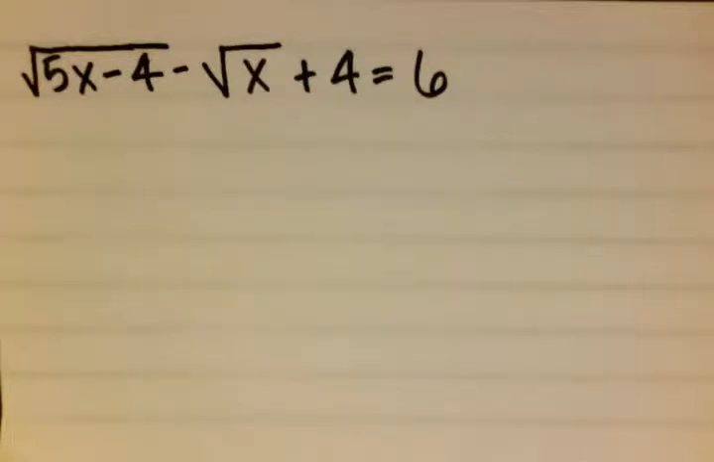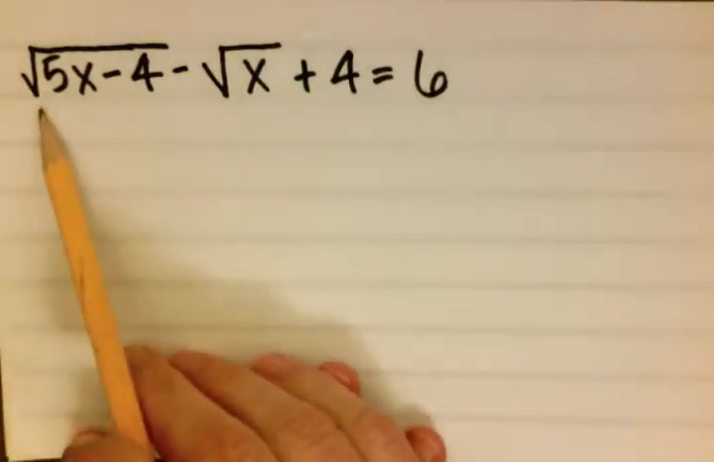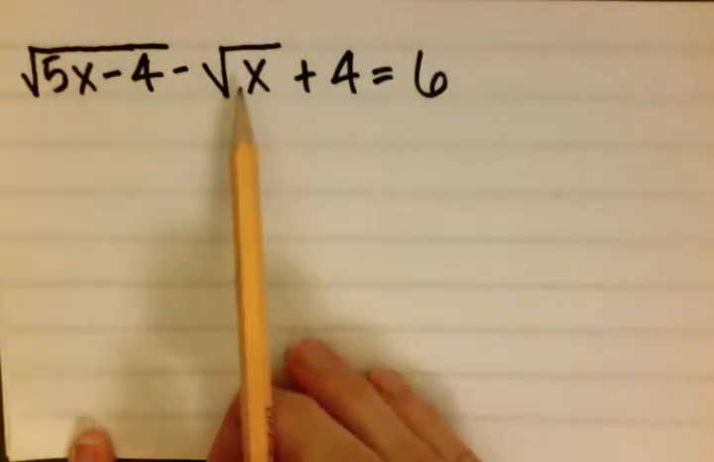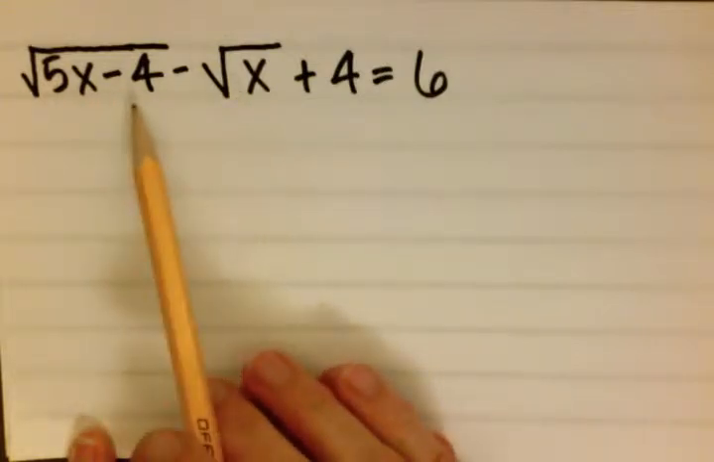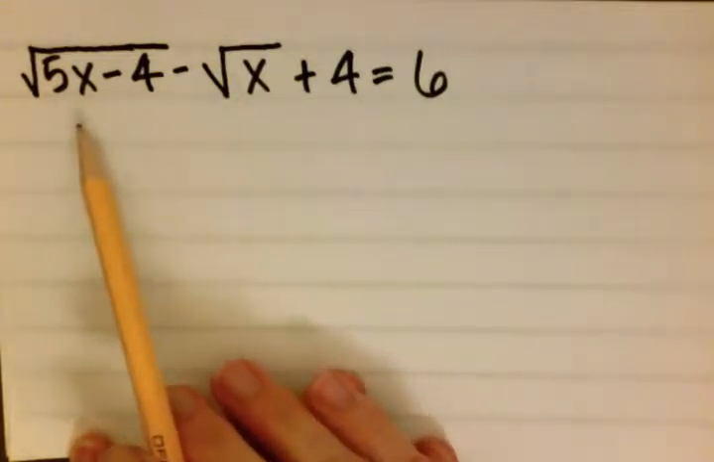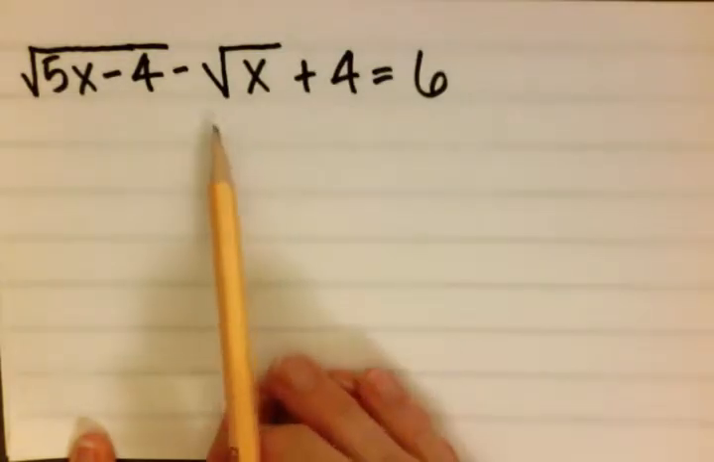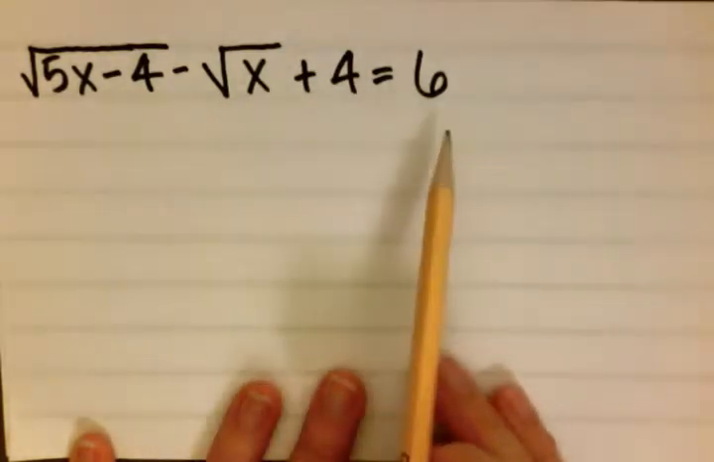...is the square root of 5x minus 4 minus the square root of x plus 4 equals 6. So the first thing we want to do here, it's asking us to solve. The first thing we want to do is isolate the square root. This problem happens to have two of them, and so we need to get one on one side of the equal sign of the equation, and we'll put everything else on the other side.